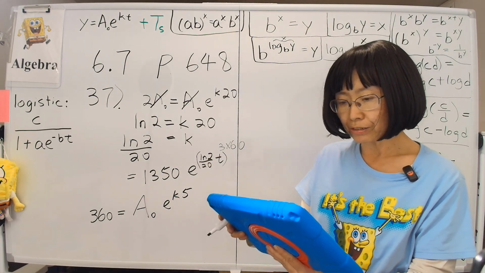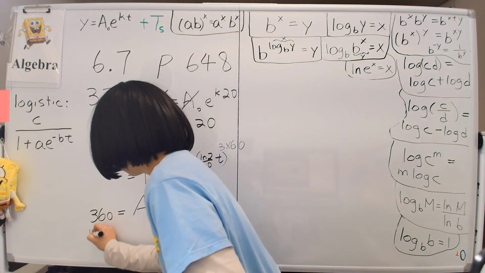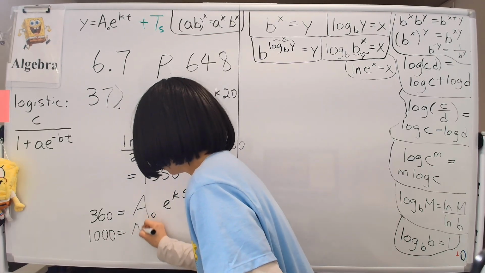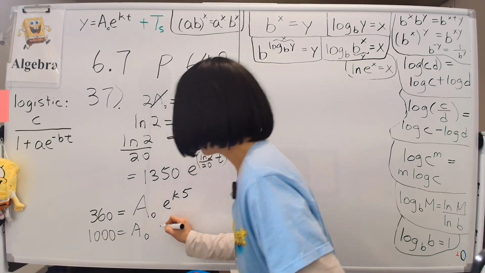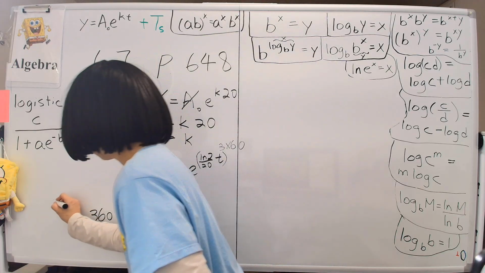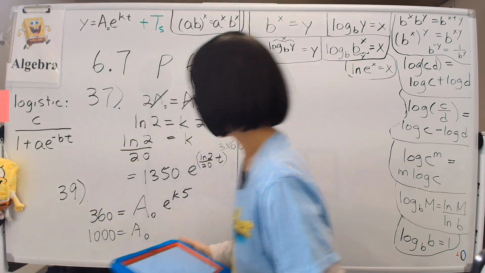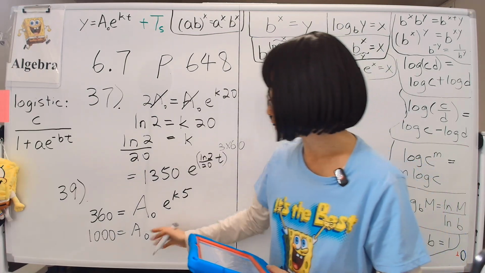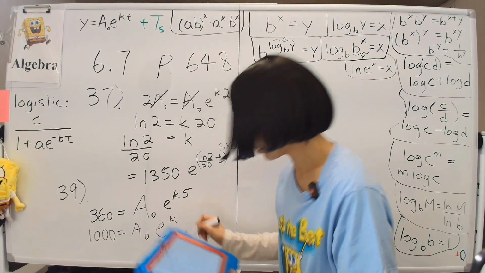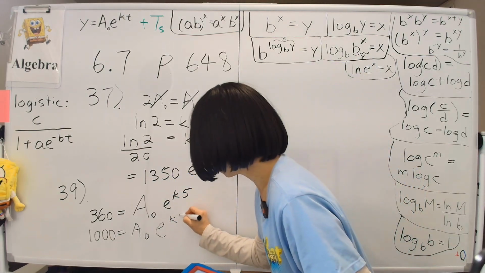But there's more information though. It also says that the bacteria becomes 1,000 after... We still don't know what A0 is, okay? And I should write down, this is problem 39. All right, so we have more information. That is, this is e to the power k times, what time is this? 20 minutes, all right?